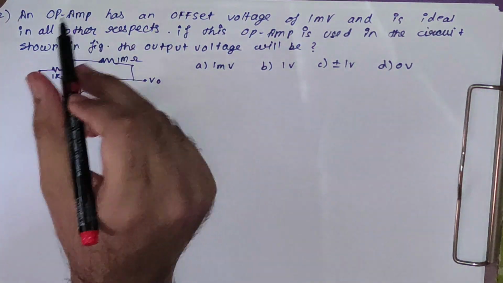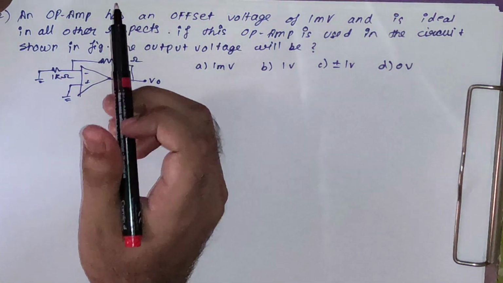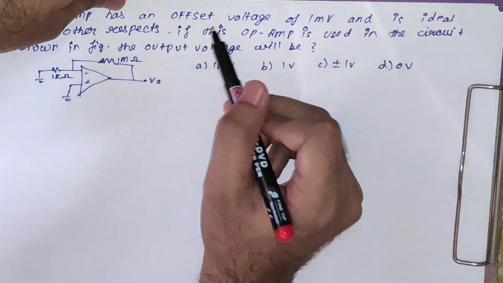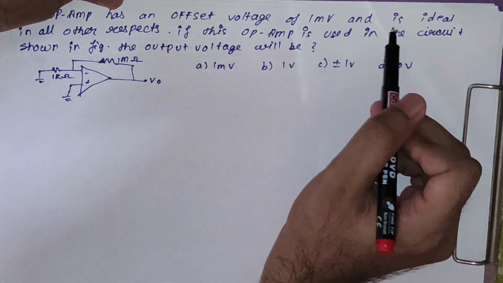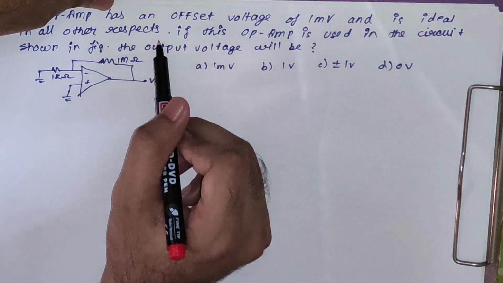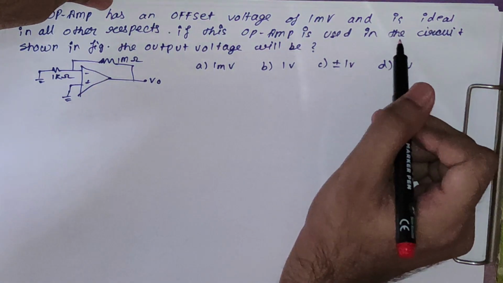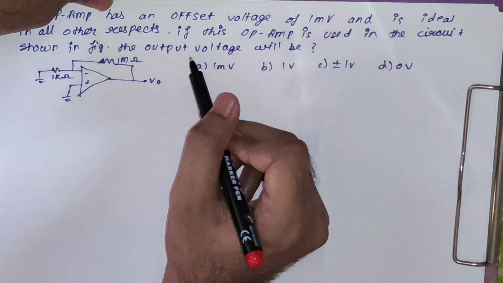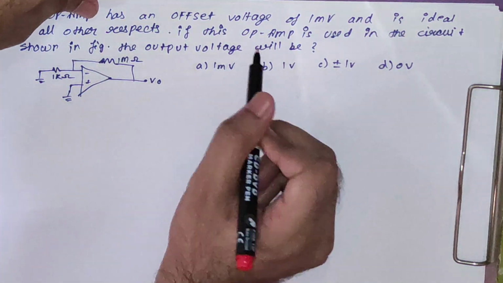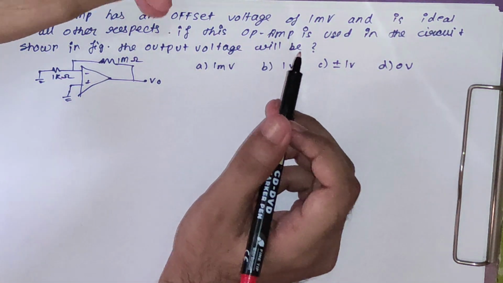Now let us see the next sum. Now we are going to increase the level of the question. Here we have an op-amp that has an offset voltage of 1 millivolt and is ideal in all other respects. If this op-amp is used in the circuit shown in the figure, the output voltage will be. Here also the same thing is asked, that is we have to find out the VO.